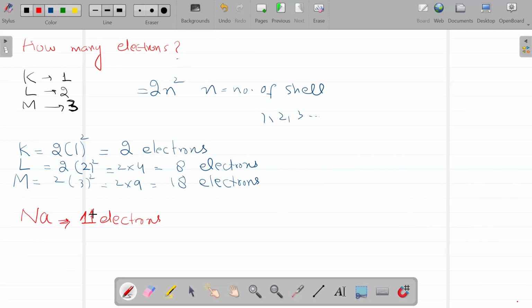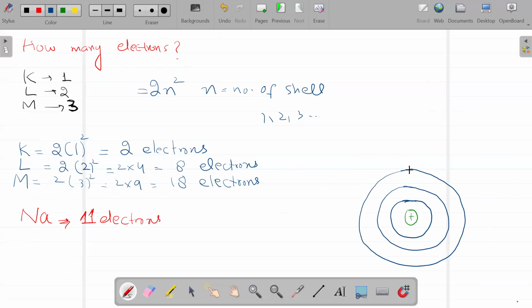So just draw an atom to elaborate this. For example, just consider this is the nucleus and this is the first shell K, this is L, and this is M. First of all, we will just draw these three shells, and if the electrons are more, then we will move to the next shell, but I hope we will not be in need of that. So first of all, this is the K shell.